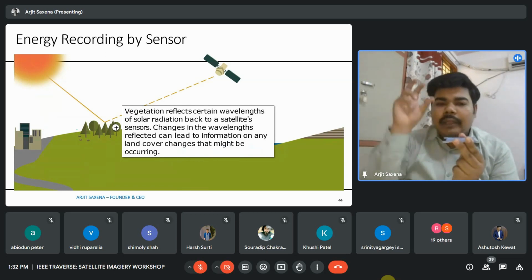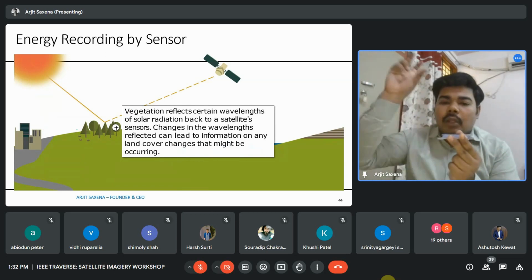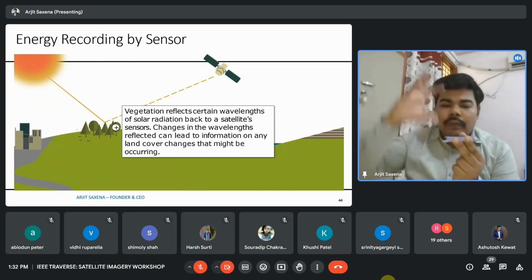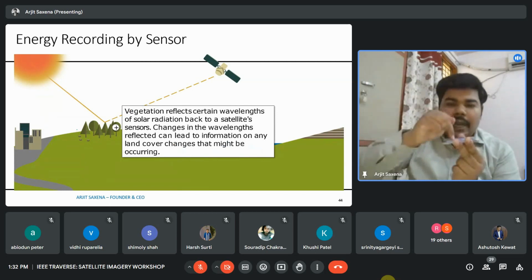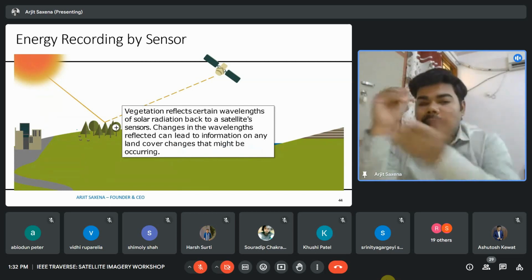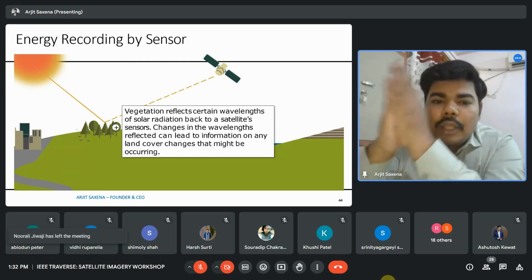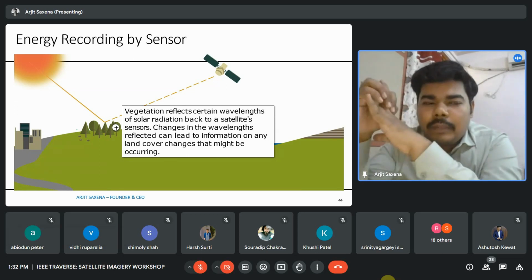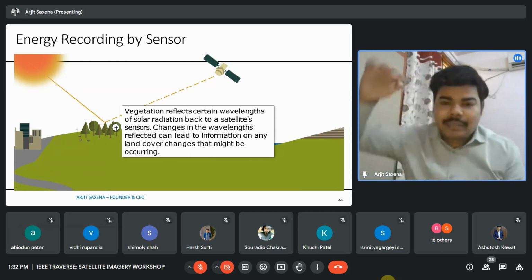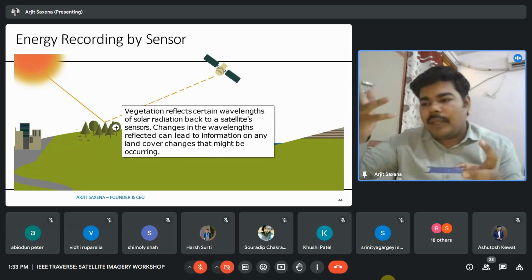When you are interacting with the target, what is going to happen? Your wavelength is going to absorb the information. It is going to interact with the target, so the information is being absorbed. When the information is being absorbed, there will be some changes in the wavelength, because when something falls onto a surface, it will change the property.